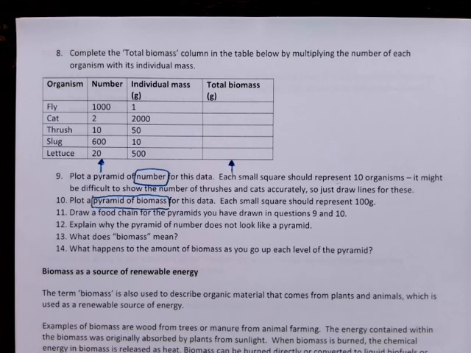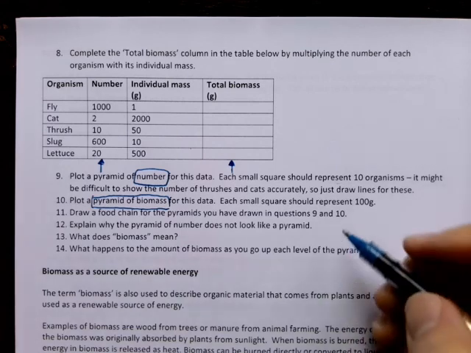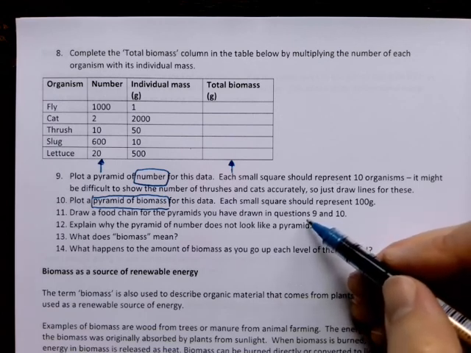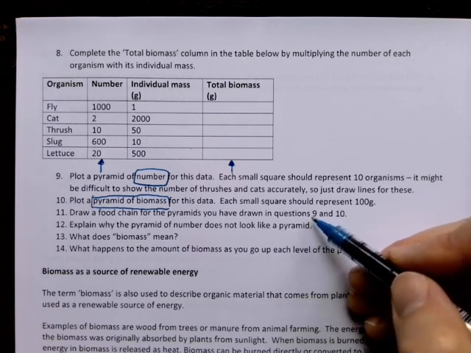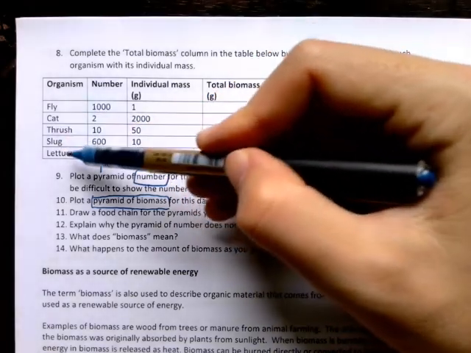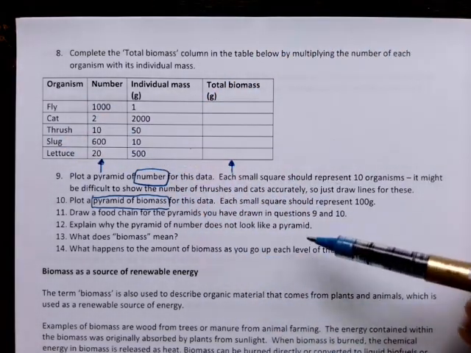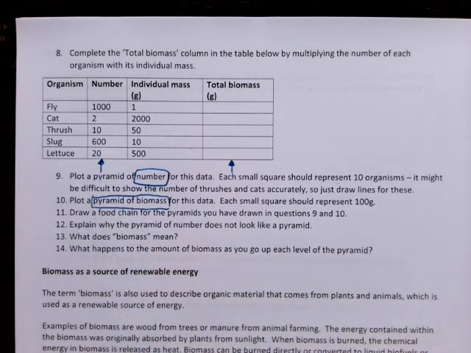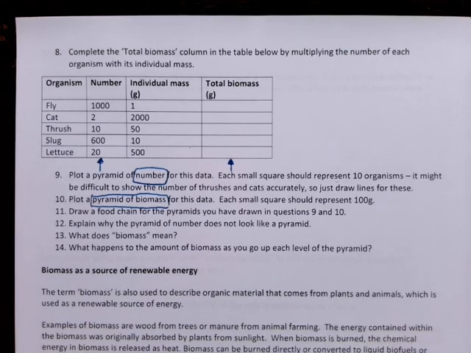Okay, and then you need to answer these questions here. So draw a food chain for the pyramids you have drawn in questions 9 and 10. Okay, so draw a food chain for this situation. Explain why the pyramid of number does not look like a pyramid. What does biomass mean? And what happens to the amount of biomass as you go up each level of the pyramid? So you just need to answer those questions. So that is your homework.